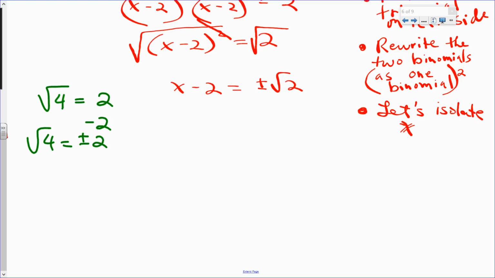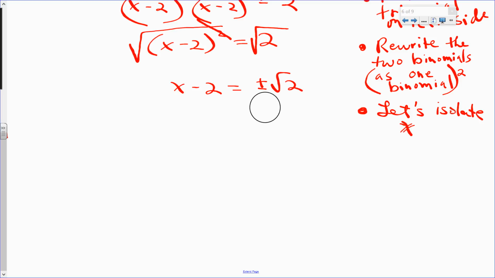So when I wrote down right here, positive and negative rad 2, that's because there's two roots to it, a positive one and a negative one. Because a negative times negative is still positive. Positive times positive is still positive.